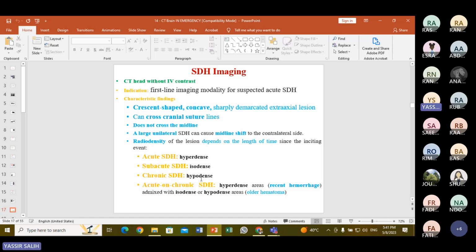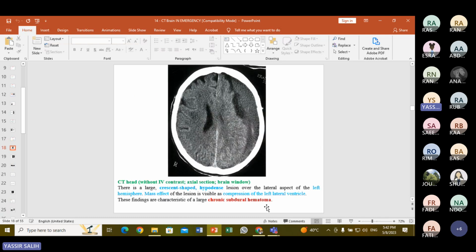In chronic subdural hemorrhage the blood appears hypodense. We agreed: hypodense means black, hyperdense is white, and isodense is of similar density to the normal brain parenchyma. Sometimes you have acute and chronic subdural hemorrhage together, which means it takes both appearances. The hyperdense areas are recent blood, and the isodense or hypodense areas are older hematoma. This is called acute on chronic hematoma, of two densities.